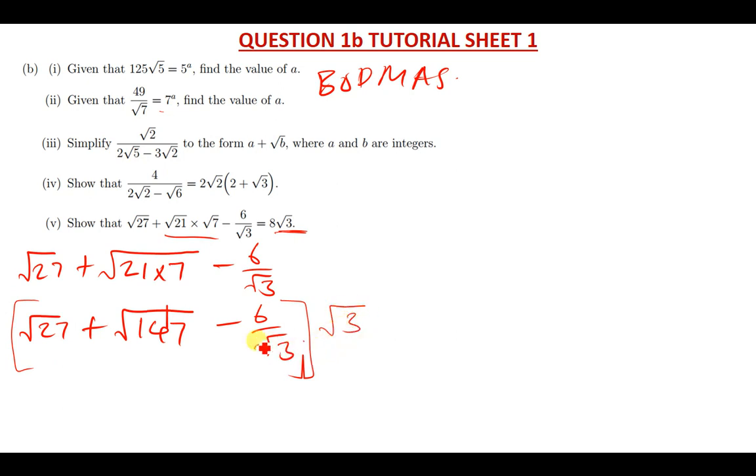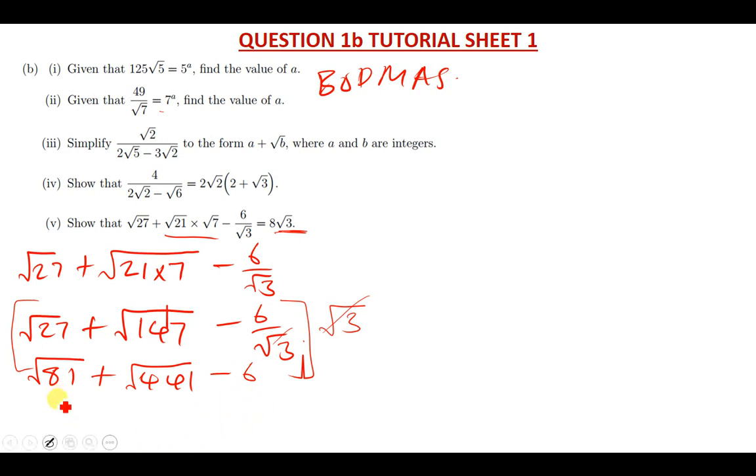So when you multiply the root of 27 by the root of 3, we're going to get 27 times 3, which is just 81. So we're going to have the root of 81, then plus the root of 3 times the root of 147. This will just be the root of 441. Then minus the root of 3 times 6 over the root of 3. That will just cancel with that, meaning we just remain with 6 there.